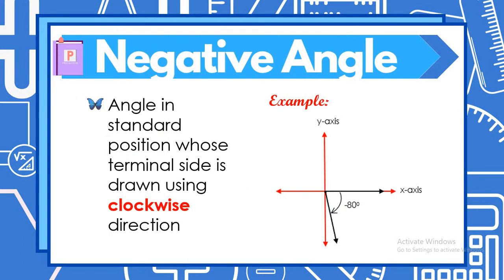Meanwhile, an angle is considered to be negative if it is an angle in standard position, but the terminal side is drawn using the clockwise direction. Example here is negative 80 degrees. The initial side of this angle is found on the positive x-axis, therefore an angle in standard position, but in plotting or drawing the terminal side, the direction of the rotation is now a clockwise direction. That's why it will be considered as a negative angle.